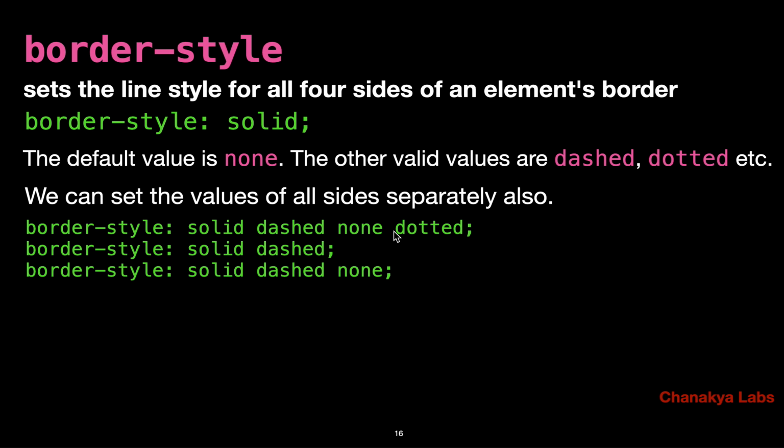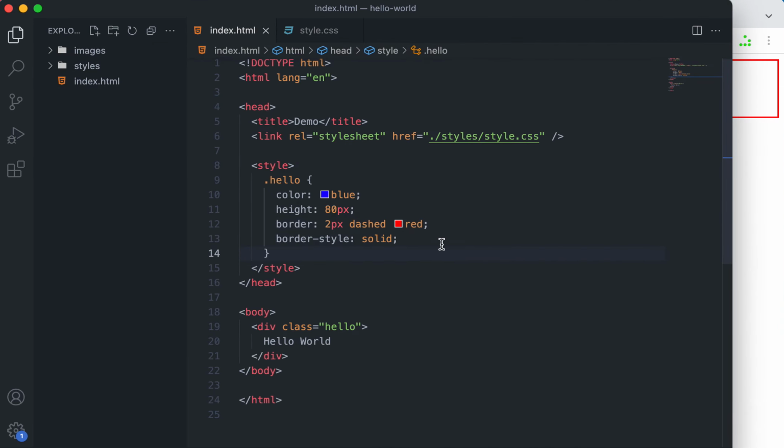Now, what is the ordering? Let's take the simple case that four values are given, which means four values for four sides. The ordering is that the first one starts with top and then we go clockwise. So the top one will be solid, the right side of the border will be dashed, let's say bottom I am saying none, which means I don't want to show it, and then the left side will be dotted. You understand?